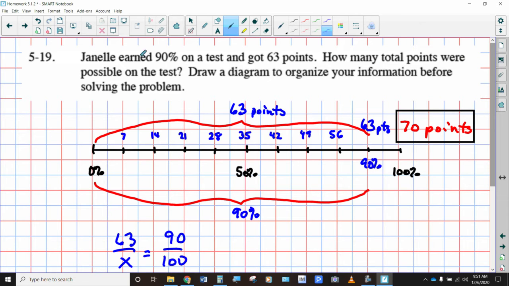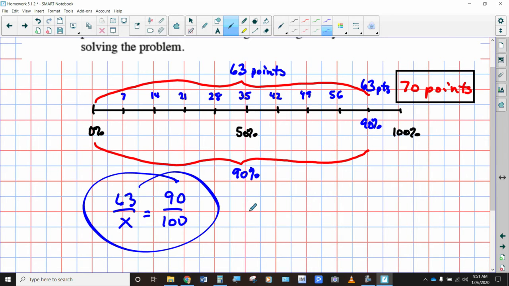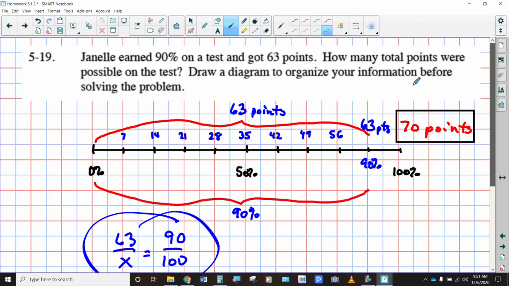All right, Janelle earned 90% on a test and got 63 points. How many total points were possible on the test? This, by far, is the most complicated kind of a problem to solve if you don't use your percent proportion. Using the diagram is very, very helpful too, but a lot of times students think about shortcuts and think about changing this to 0.9 and then multiplying it times 63, which is the wrong way to solve this problem.